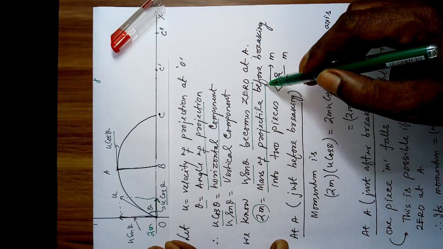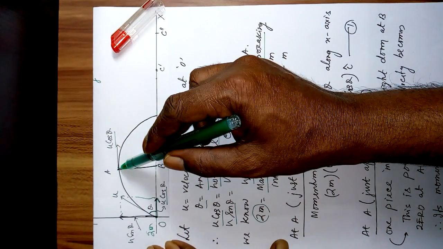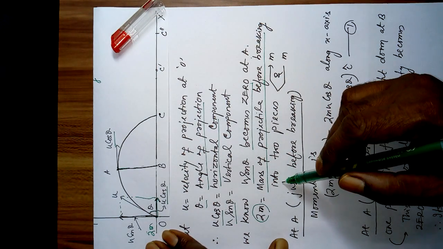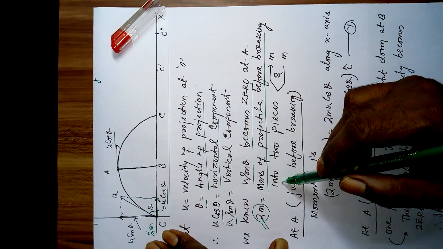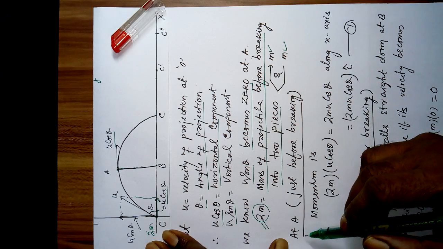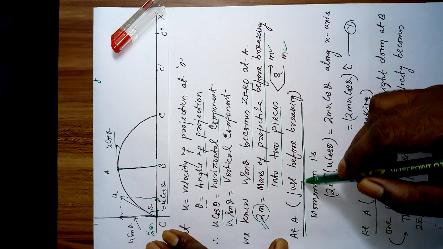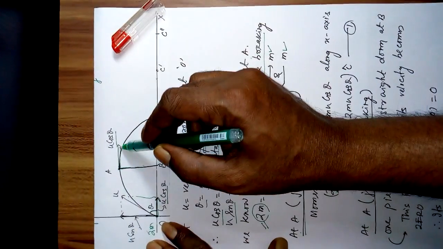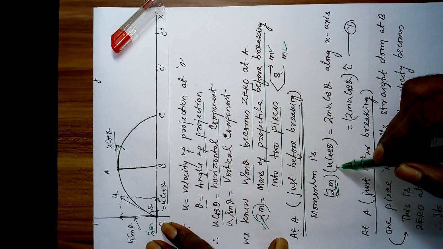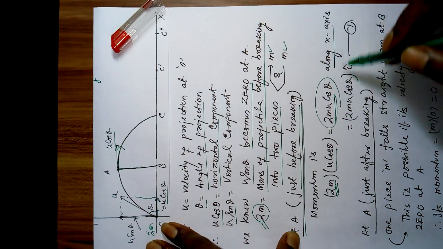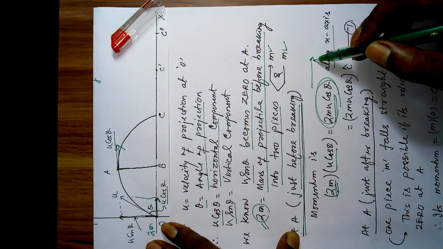2m, the mass of the projectile before breaking. It breaks at point A. Before breaking, the mass was 2m. When it breaks into two pieces, one piece becomes m and the other also becomes m. At the point A, just before breaking, the mass at A was 2m, the velocity was to this side, u cos theta. So mass into velocity is momentum, so that is equal to 2m u cos theta along the positive x-axis. This momentum has a direction to this side along the positive x-axis at the point A.